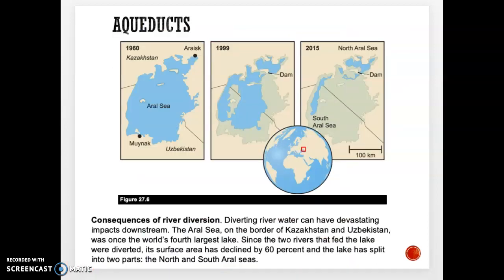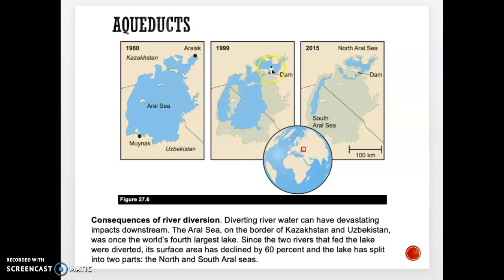This next slide discusses the dam actually built along the Aral Sea many, many years ago. Back in the 50s, the Soviets decided to build a dam. And so you can see it was at one point the fourth largest lake in terms of surface area in the entire world. And the Soviets built this dam over here in 1999, which diverted the direction of a couple of rivers and where this fresh water would end up.